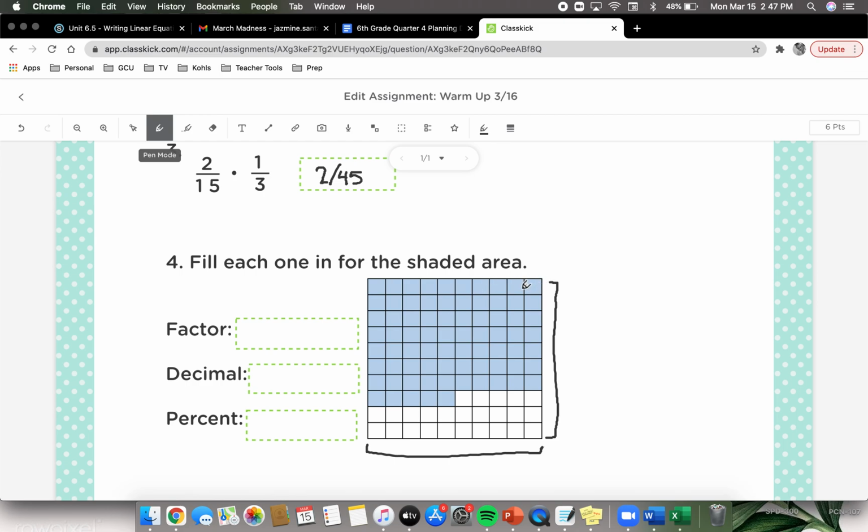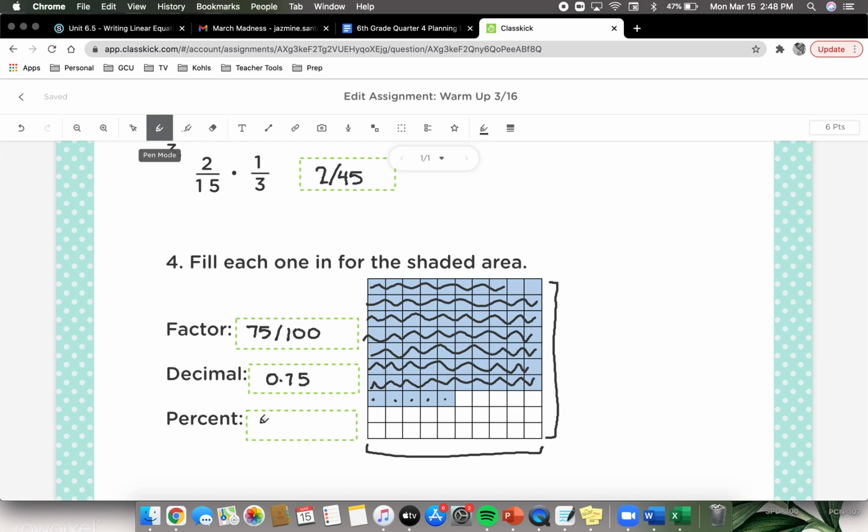Well, we know that there is 1, 2, 3, 4, 5, 6, 7, ... 71, 72, 73, 74, 75. So it would be 75 out of 100 as a fraction. Or as a decimal, it would be 0.75. And as a percent, it would be 75%. And that's our answers for number 4.